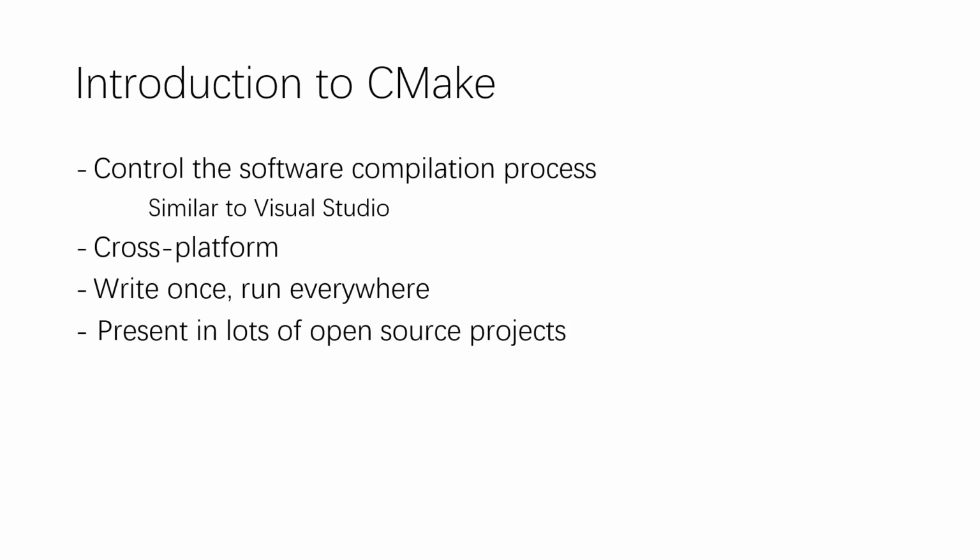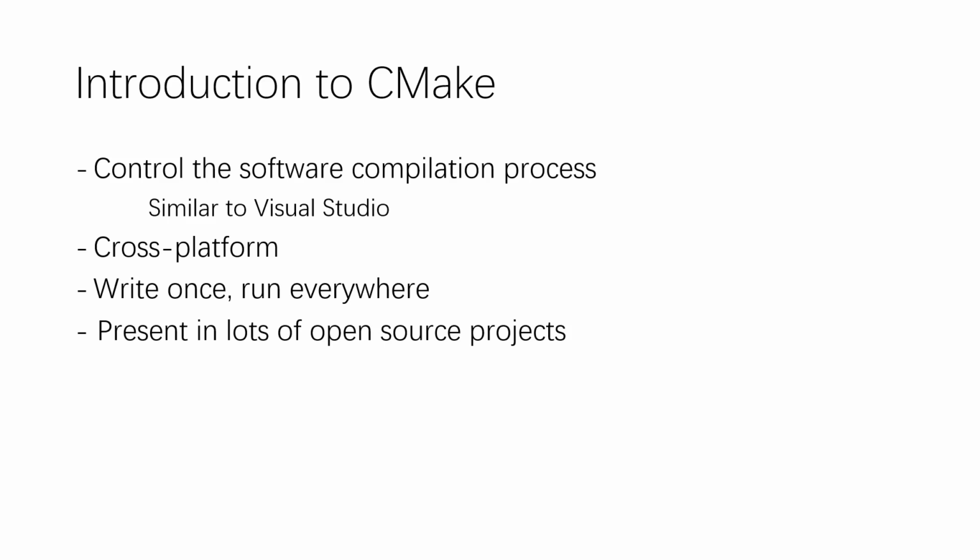So first, let's see what is CMake. CMake is used to control the software compilation process. Remember, in Visual Studio, we can press the green triangle to run a project, right? And with CMake, we can write a file to run the project.